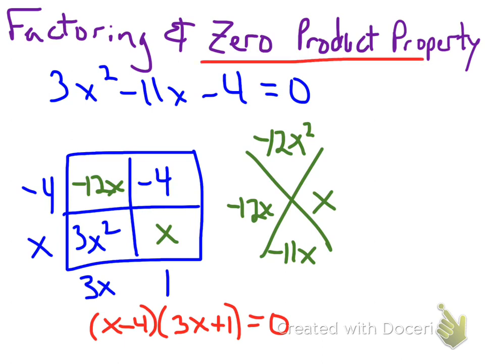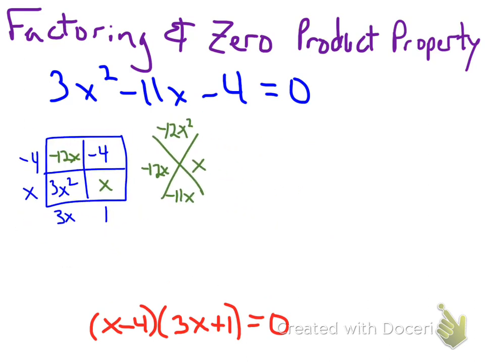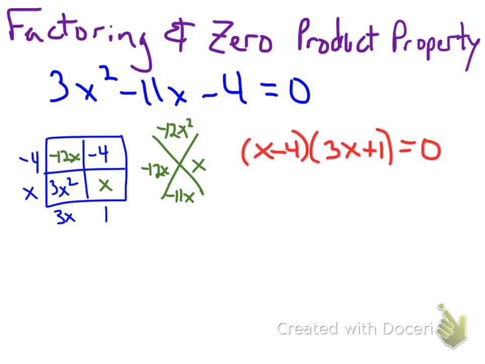This is where the zero product property then comes in. Once I've rewritten in factored form, I'm going to give myself a little bit of room here, and use my zero product property. The zero product property is taking each factor and setting it equal to 0. Because if two things multiply together to equal 0, one of them has to be 0. So I have x minus 4 equals 0, or I have 3x plus 1 equals 0. Those are my two problems.